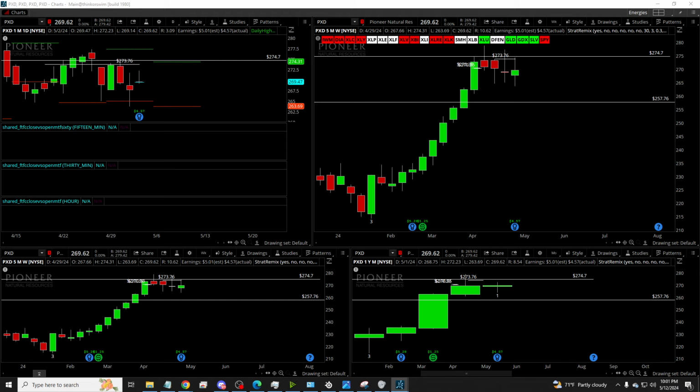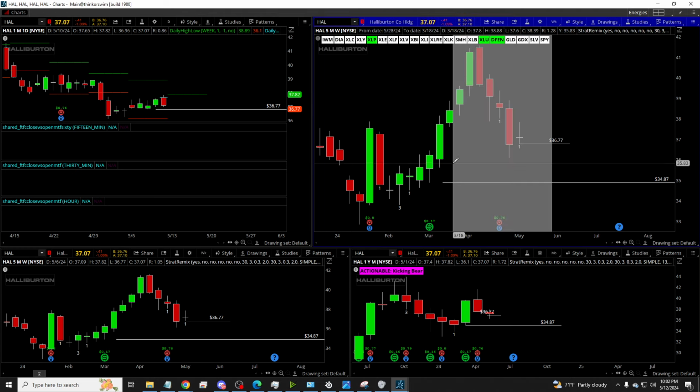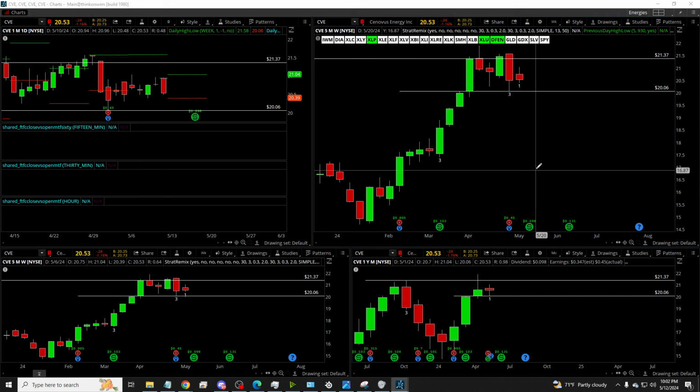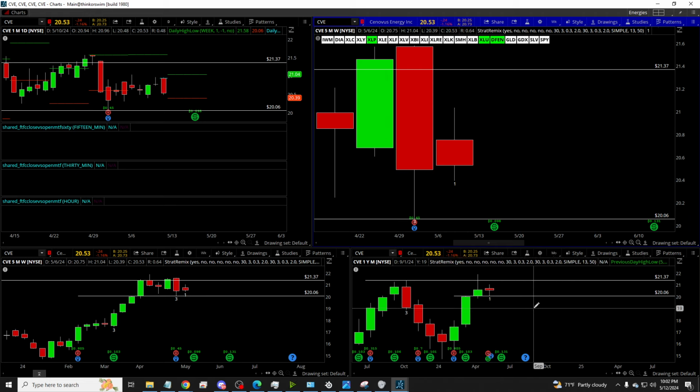What we're going to see is a lot of energies like shooters and stuff. So HAL closer to a 212 measured move down to confirm a 2-2 month. And if we go to CVE, closer to 312 down, which would try and trigger the 2-2 month.